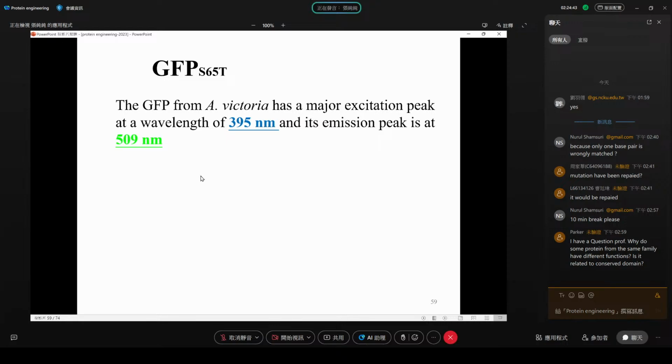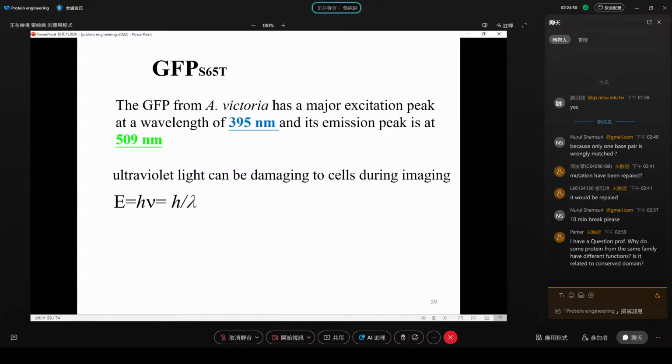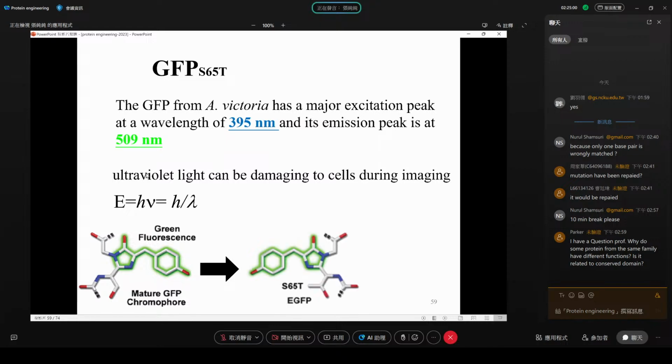And the first version of the green fluorescent protein is not very bright, and the UV will damage your cell. UV energy equals h nu, right? So the UV is around 300 something nanometers, so the energy is pretty high. So you will damage yourself. You want to label yourself, but you don't want to actually damage yourself.